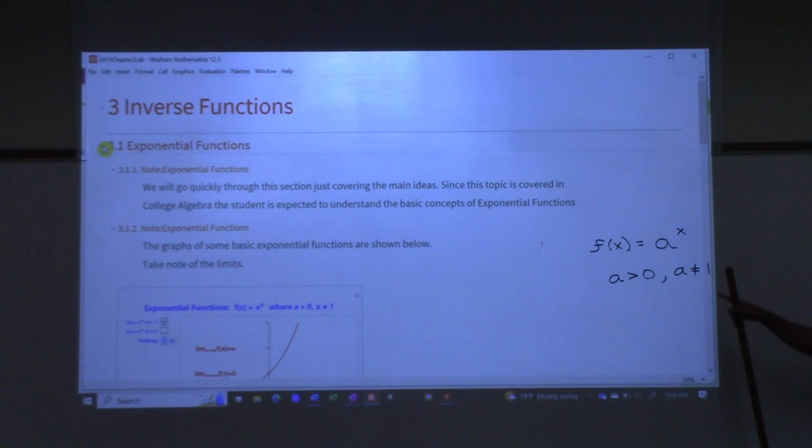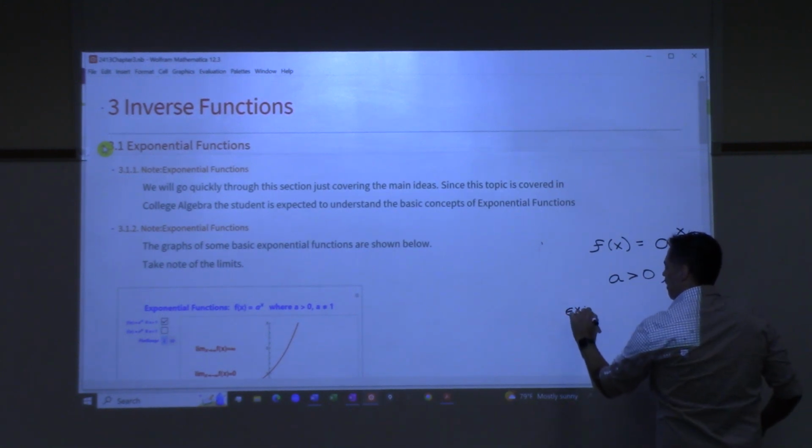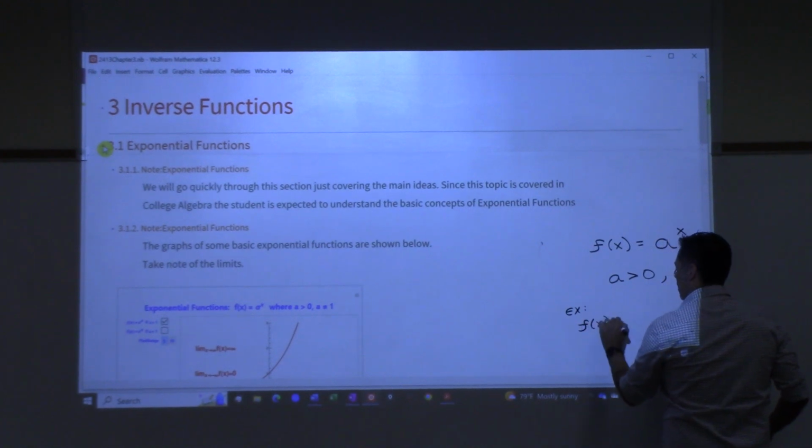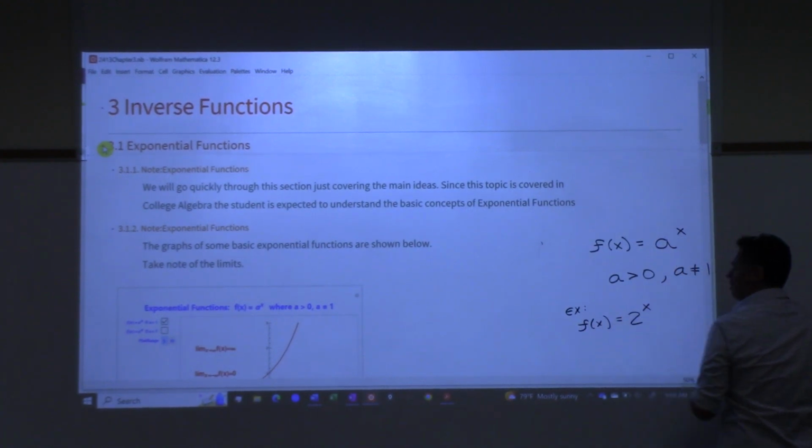So examples of exponential functions, something like f of x equals 2 to the x. That's an example of an exponential function.